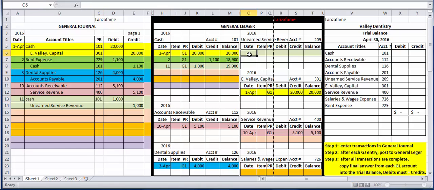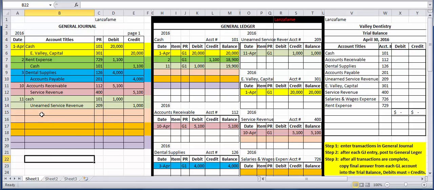Unearned revenue, first time we used it, has to go up. Unearned revenue is a liability. Liabilities are part of liquor. First time you use a liquor account, it has to go up. So this had to be a credit. So the date, April 11th, G1, we're going to credit that unearned revenue for 1,000, and your new balance is 1,000. Cross-reference back with the 209.